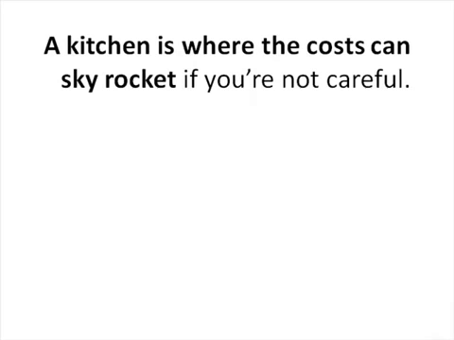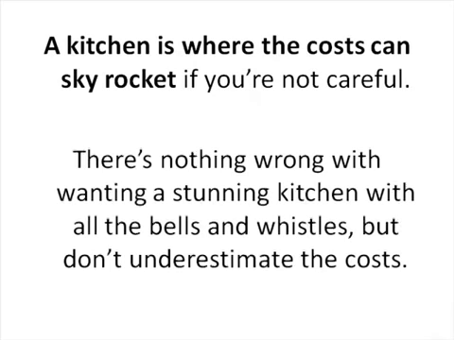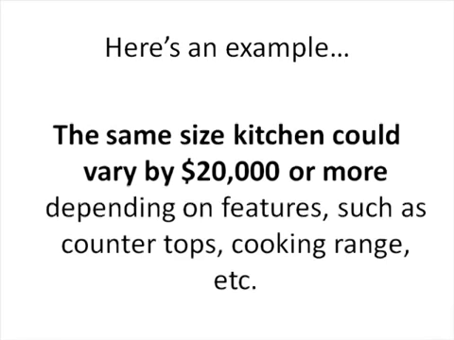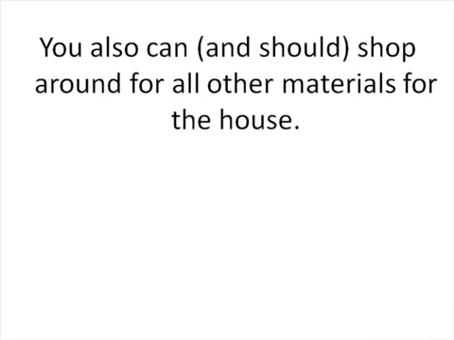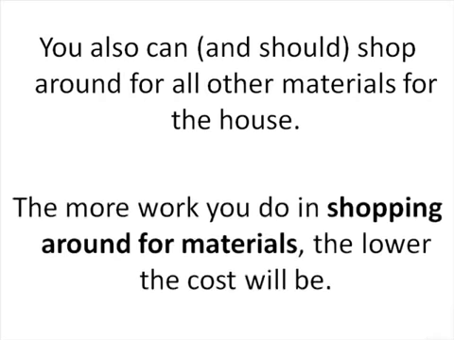A kitchen is where the cost can skyrocket if you're not careful. There's nothing wrong with wanting a stunning kitchen with all the bells and whistles, but don't underestimate the costs. Here's an example. The same size kitchen could vary by $20,000 or more depending on features such as countertops, cooking range, etc. So when you're planning the kitchen and bathroom, shop around for high quality but reasonable cost features if cost is a concern. You can also shop around for all other materials for the house. The more work you do in shopping around for materials, the lower the cost will be.